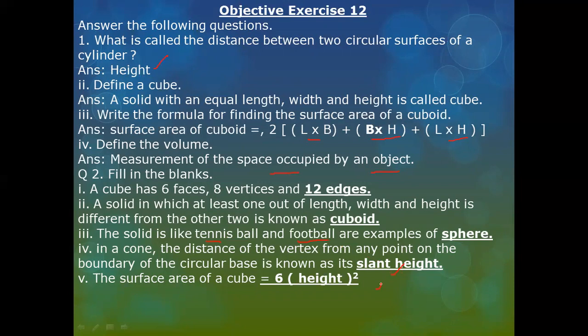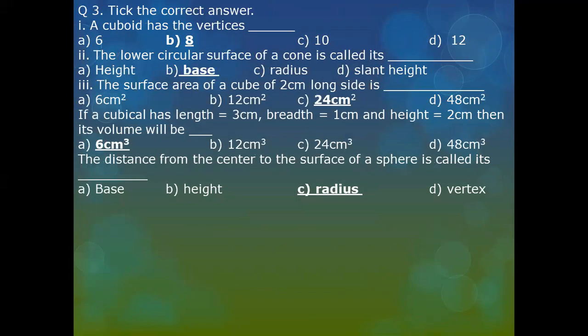Dear students, now here is question number 3. Choose the correct answer. A cuboid has 8 vertices. Right answer: 8. The lower circular surface of the cone is called its: option A, height; option B, base; option C, radius; and option D, slant height. But the right answer is base.